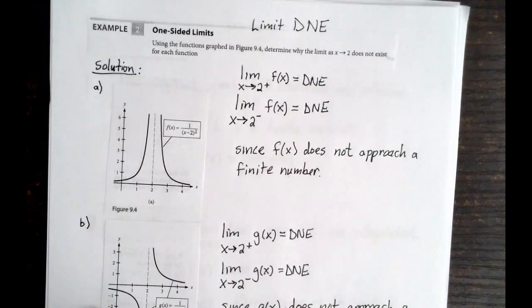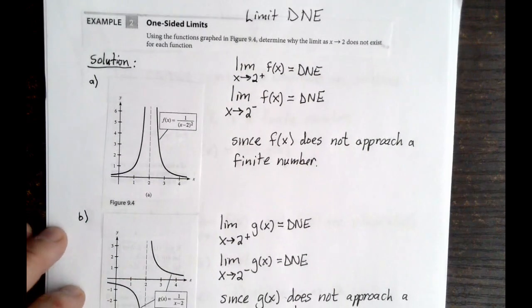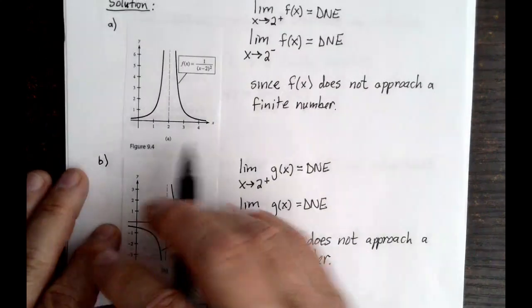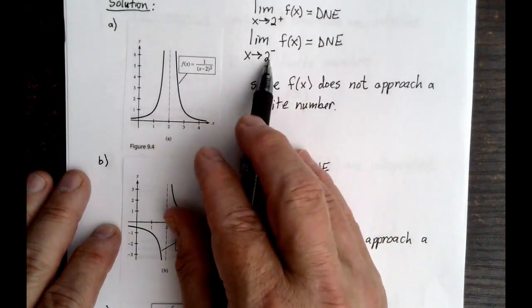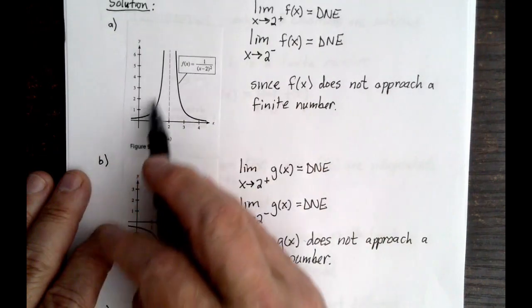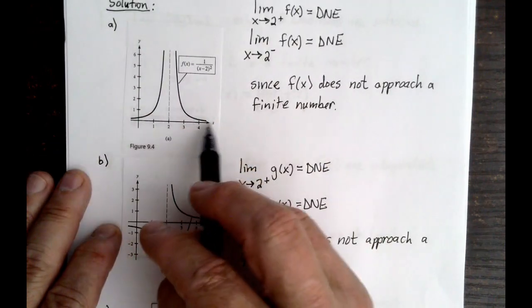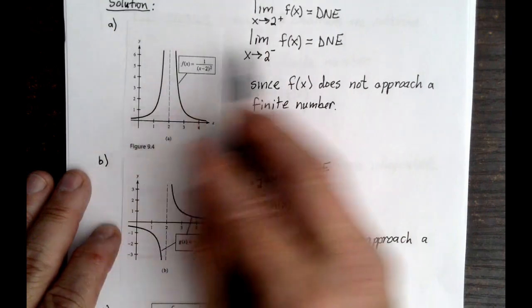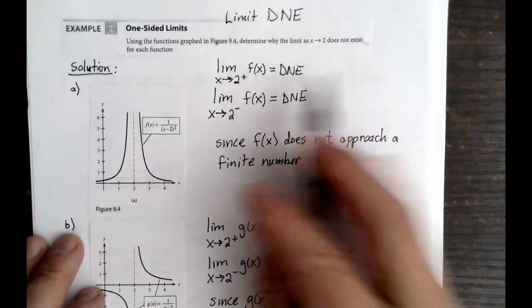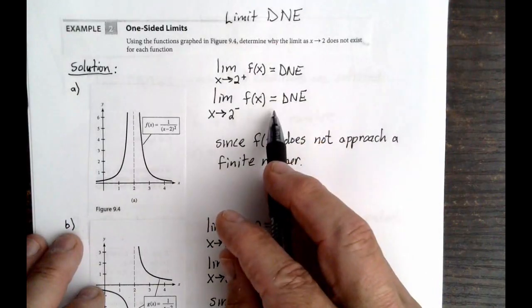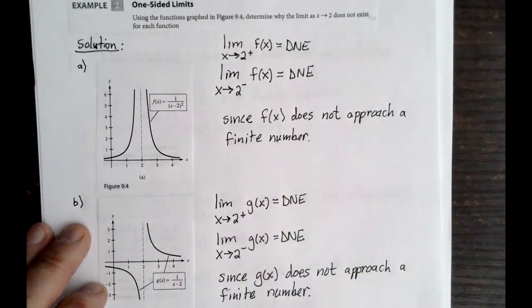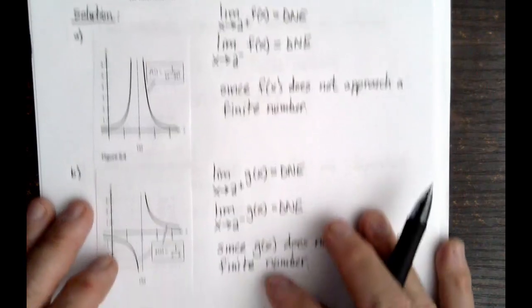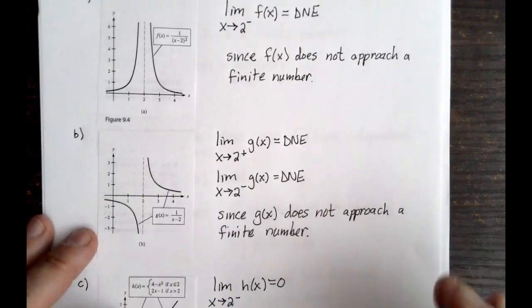All right, so here's 3 examples of limits that do not exist. So this first one, if you're using this function and you're approaching from the right and approaching from the left, approaching from the left you go off to positive infinity, approaching from the right you go off to positive infinity. Those are not finite numbers, so you say these left-handed and right-handed limits do not exist, and the limit does not exist since the function does not approach a finite number.